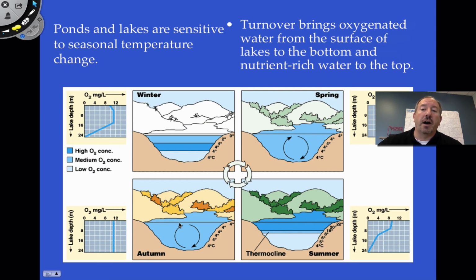So in the autumn, in the fall, it gets cooler. Notice the leaves are changing. Once it's 4 degrees, then it circulates again, and so therefore the oxygen is evenly distributed. So there's some turnover. It's a physical event that allows oxygen to maintain a nice equilibrium two out of the 4 seasons. Kind of cool.